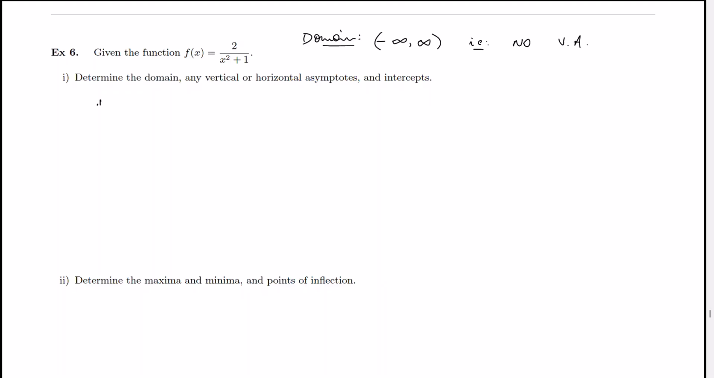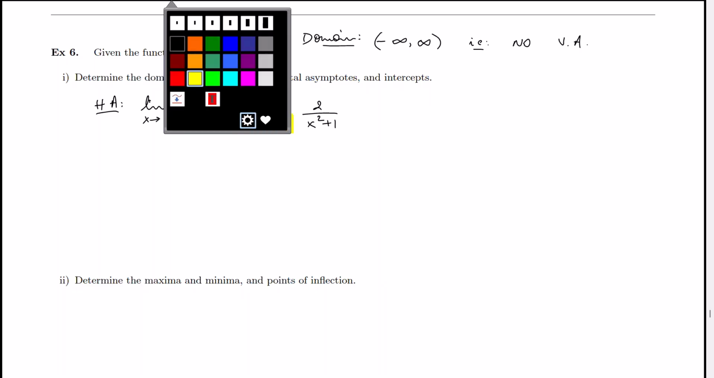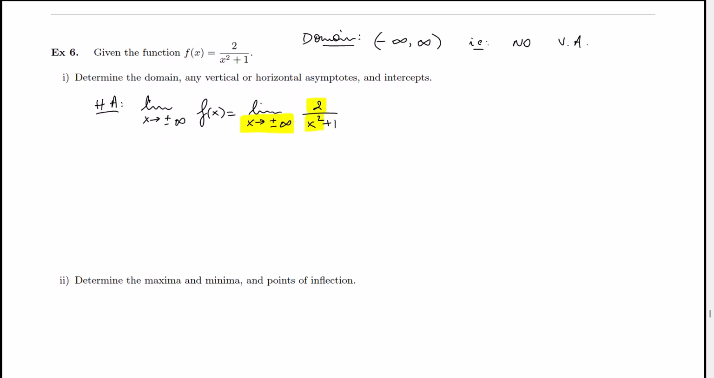Now, what about horizontal asymptotes? For HAs, horizontal asymptotes, we'll take the limit as x goes to either plus or minus infinity of the function f of x. So the limit as x goes to either plus or minus infinity of 2 divided by x squared plus 1. We can sort of ignore the plus 1 because we're approaching infinity or -infinity. So the only things that matter are 2 in the numerator and x squared in the denominator. So we could just ignore the 1. And so regardless of whether you put plus or minus infinity into x, it's going to be 2 divided by infinity, which is 0.